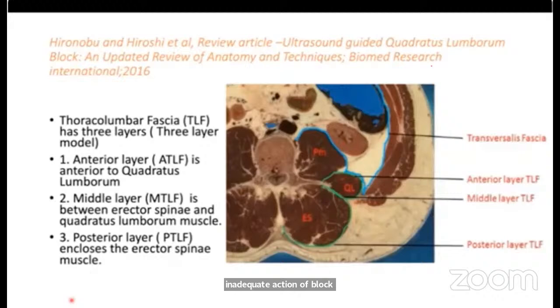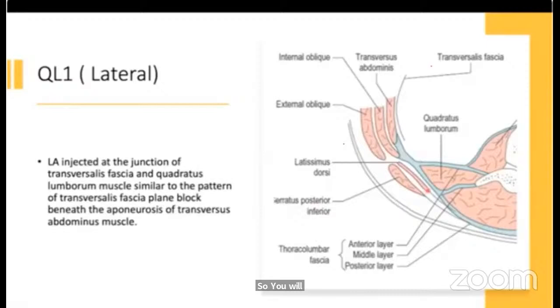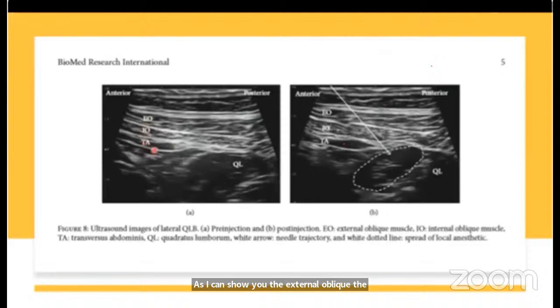In QL1, the drug is deposited on the lateral aspect of quadratus lumborum, and here, as I can show you, the external oblique, the internal oblique, and the transversus abdominis, and the needle is piercing the aponeurosis of the transversus abdominis, and the drug is deposited in the transversalis fascia on the lateral aspect of quadratus lumborum. So it is also known as lateral QL. This is similar to the fascia transversalis block described by Dr. Hebert. And because the drug is deposited in the transversalis fascia, it has a visceral component of pain relief other than the somatic component.